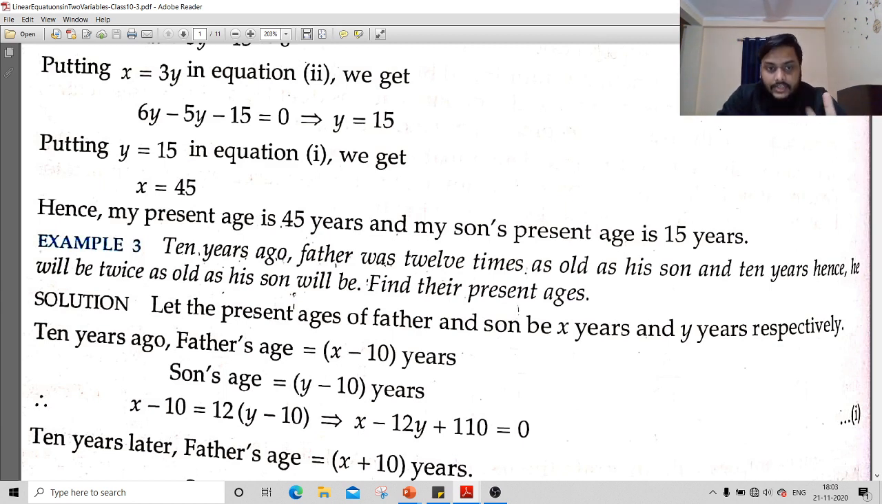Now, the relationship between x minus 10 and y minus 10 is that father was 12 times as old as his son, which means x minus 10 was 12 times of y minus 10. Okay, this is my first equation. Then the next equation, if you see, is what? Let me write this down first of all for you.